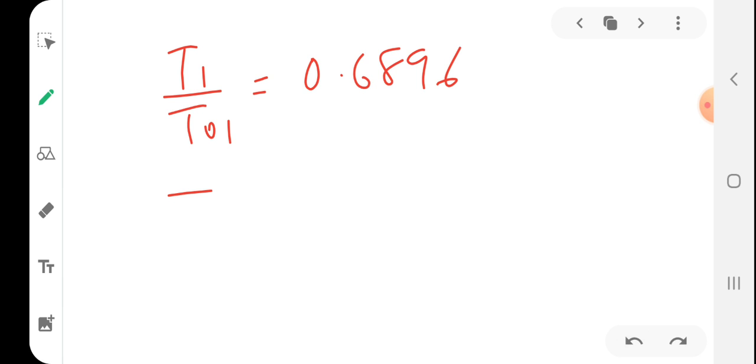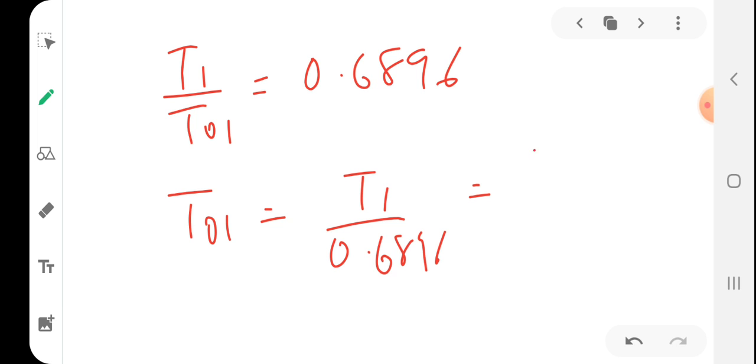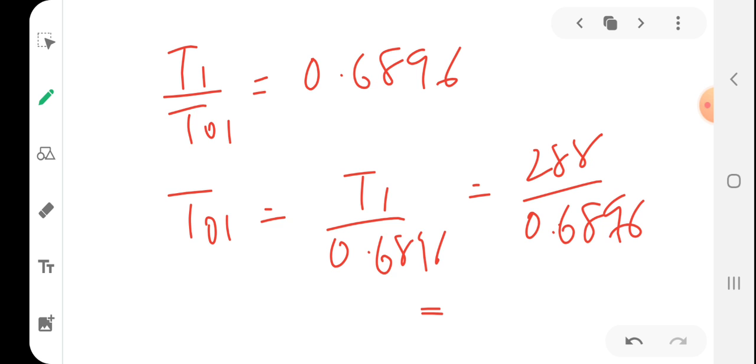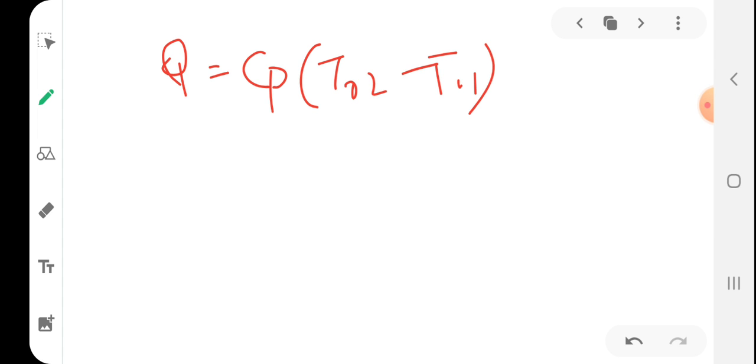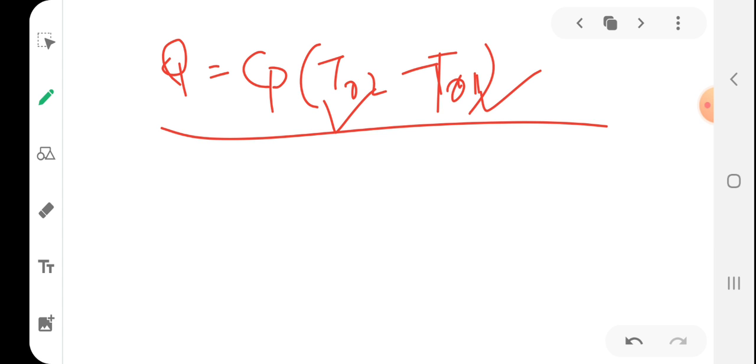Now T01 will be T1 by 0.6896, that is 288 by 0.6896, and this value will be 418 Kelvin. Why have I calculated T01? Because Q is nothing but Cp into T02 minus T01. So you need to find T01 and also T02. Now we have found T01, but you don't know T02.